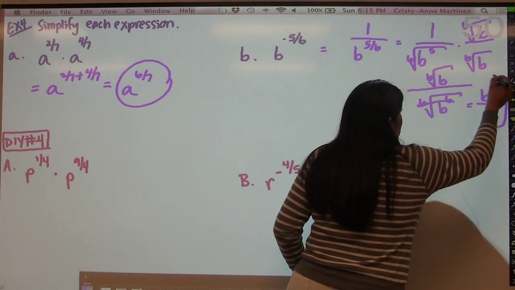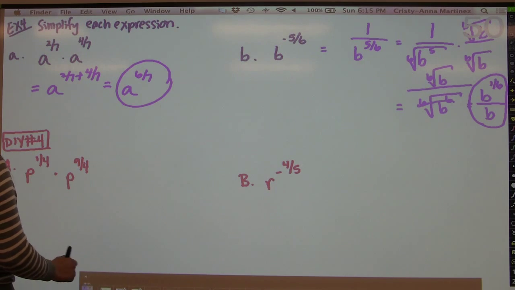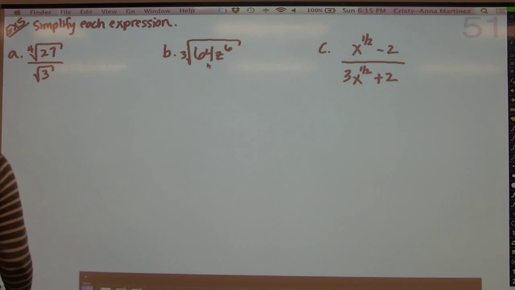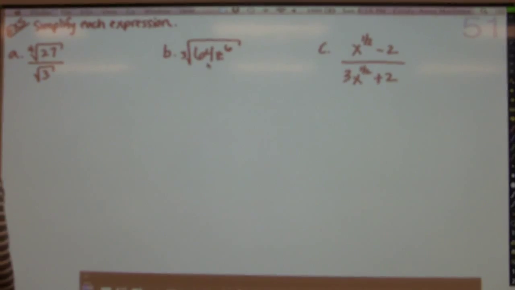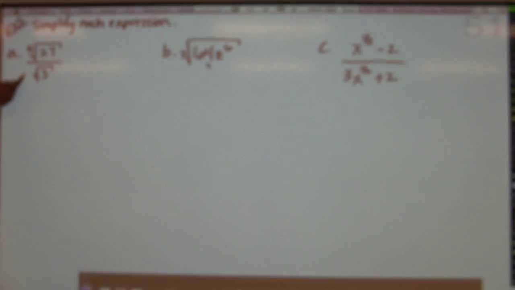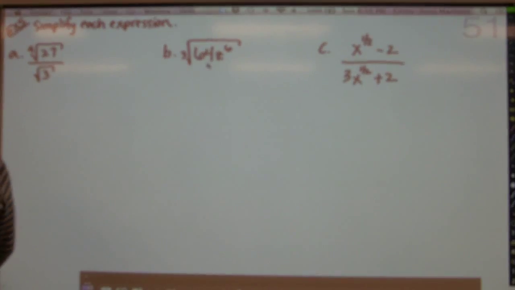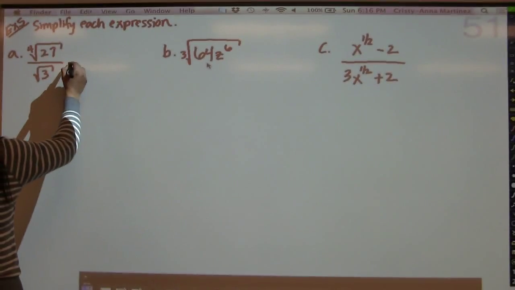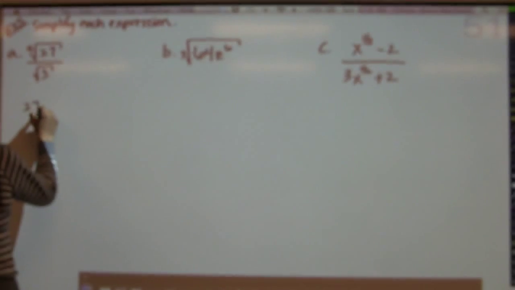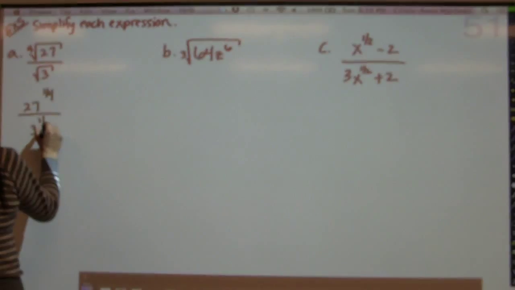So now, if you would do it yourself number 4, which is right here on the bottom, then we will move on to our last example, example 5, where again we are just being asked to simplify radical expressions. And so I have a 4th root on top and a square root on bottom. So I'm going to go ahead and write this as a rational exponent to make it easier for myself. So 27 to the 1/4 power over 3 to the 1/2 power.